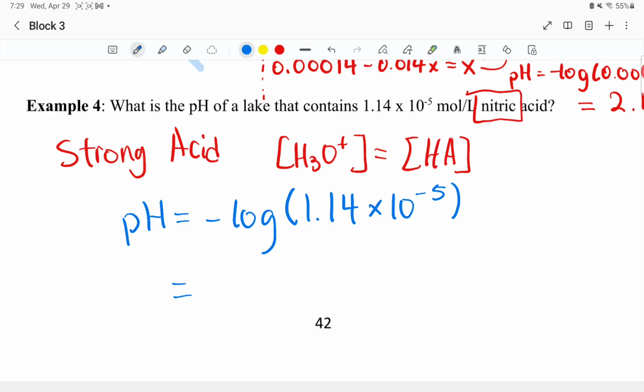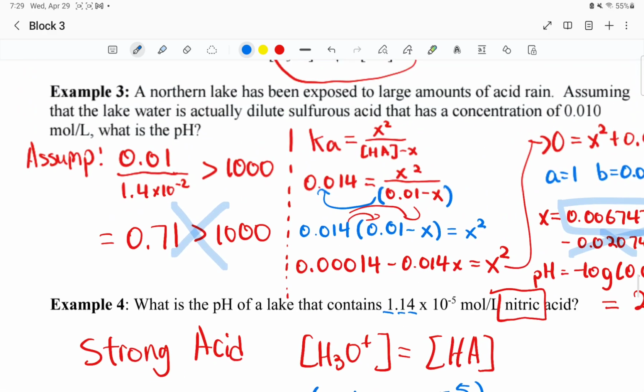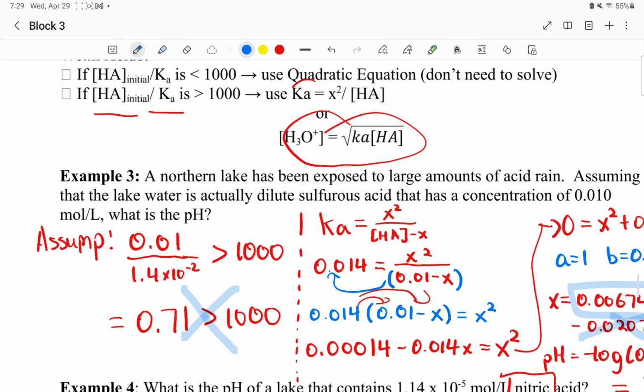Negative log of 1.14 times 10 to the power of -5. So we get about, oh, that's interesting, 4 point, we want 3 sig digs, 1, 2, 3, so 3 decimals. 4.943 as our answer. All right, so not too bad. Pretty light.